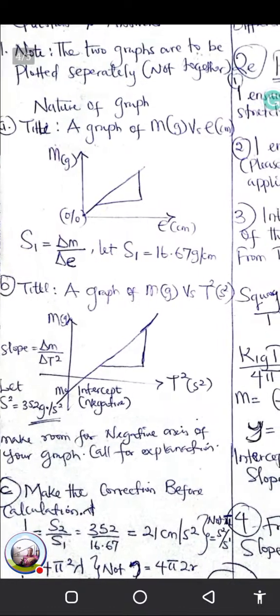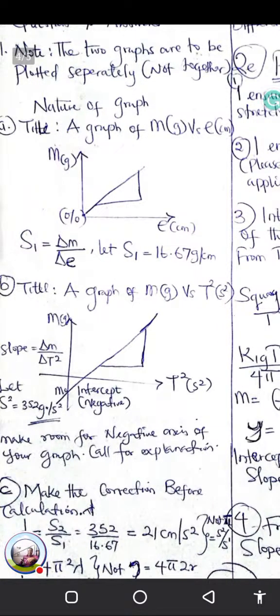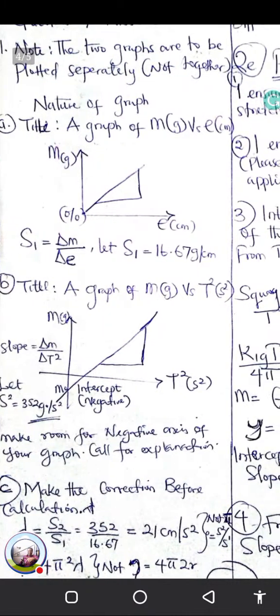Now, from what has been done and what is expected, the slope S1, which we're told to write, is S1 equals change in M against change in E. So we now say let S1 equal 16.67. That means I'm assuming that after plotting the graph I got a slope of 16.67 gram per cm. Then what are we expecting to get at the end of the day? This is just a guide. So you plot your graph, get your S1, and then follow me with the work.